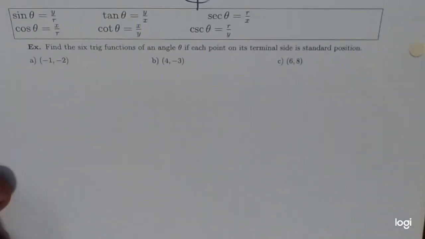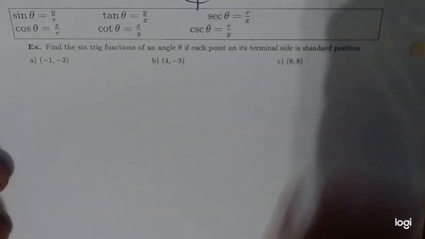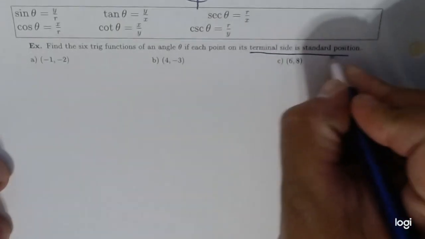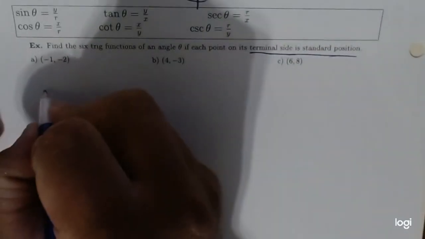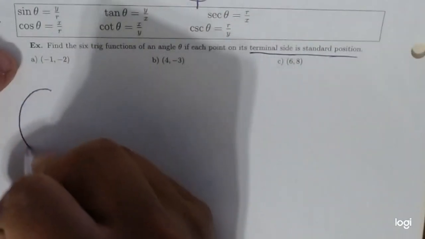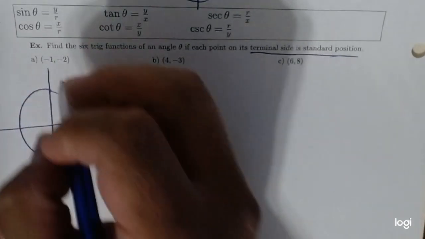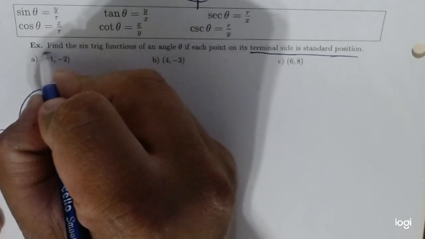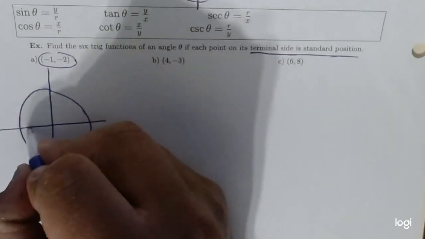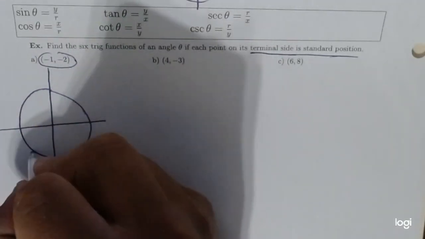Find the six trig functions of the angle theta if the point is on the terminal side in standard position. We'll talk about what the terminal side and standard position mean right now. The best thing to do is make a circle, just like that, and figure out where this point is going to be. Here is -1 and -2, which is down here, so let's say it's roughly here.